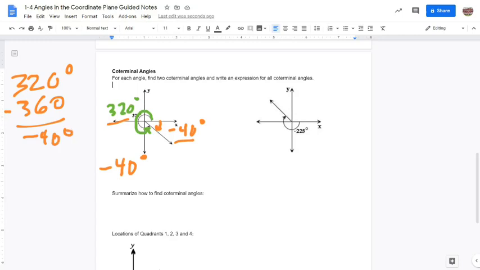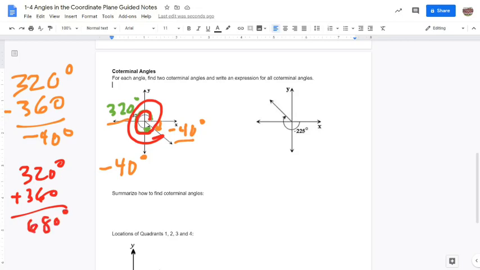Okay, if I were to do 320, so we go around like this and then go around another 360, then we get 680 degrees. All right, so that'd be another coterminal angle to 320.